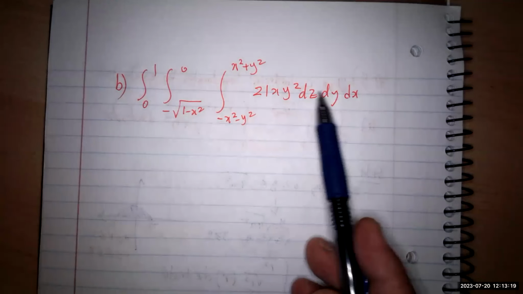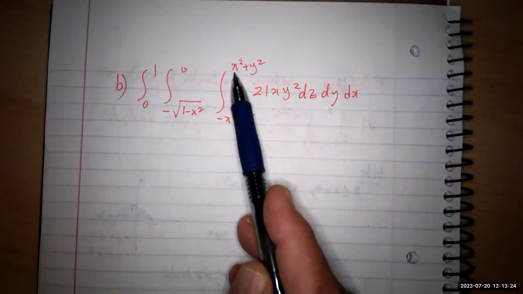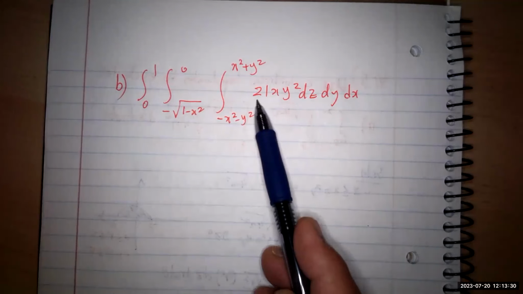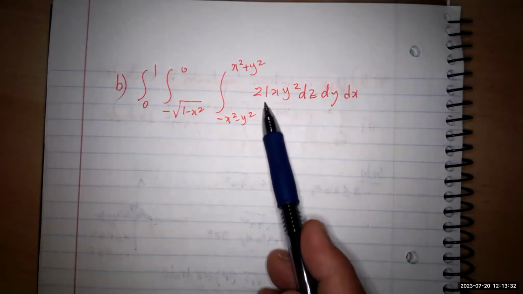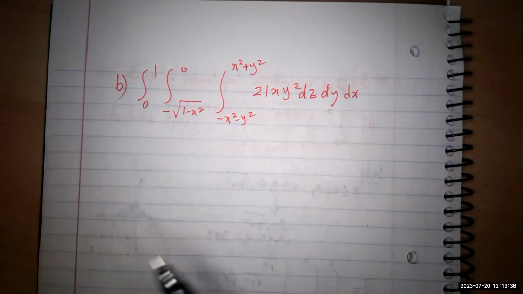The other one is changing the function. When you do it, you have to change the function because z is going to be a function of r and theta. So this would be easy. x squared plus y squared is r squared, and this is negative r squared. But the difference is here. You see it's 21xy squared. The one that we usually did was x squared plus y squared.